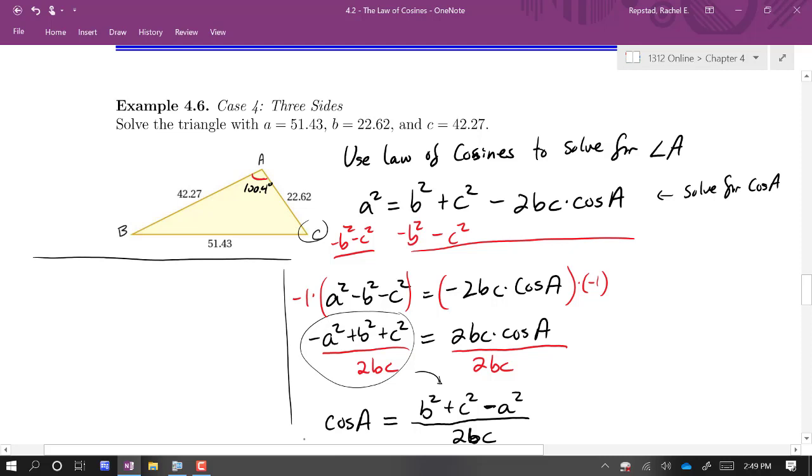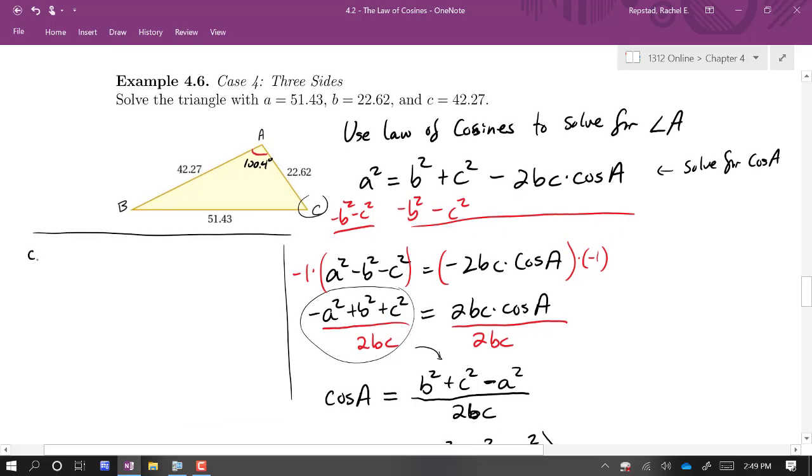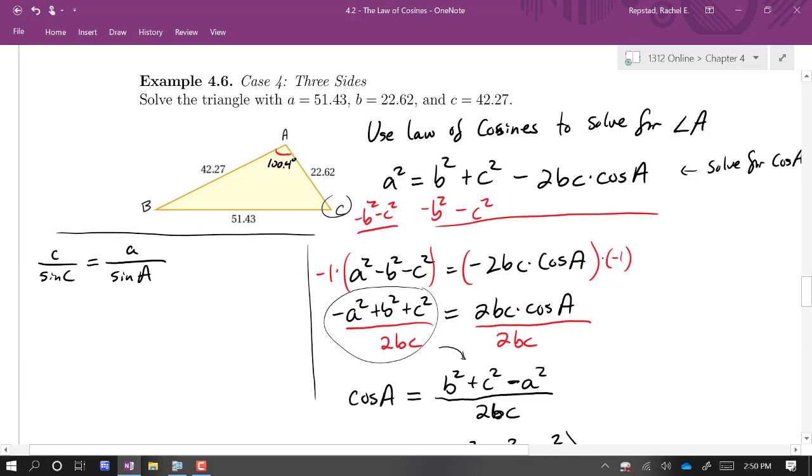We'll use law of sines to get angle C. So C over sine of C is equal to, now I have to use A and sine A here because that's the only angle I know. We could plug in the values. You could do algebra now, which I usually do. I'm just going to go ahead, for variety, and plug in the values that I know ahead of time. So 42.27 over sine of C is equal to 51.43 over sine of 100.4 degrees.